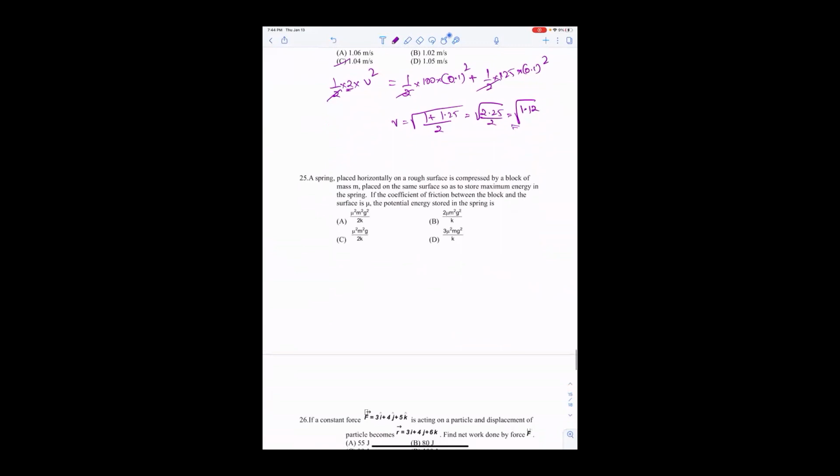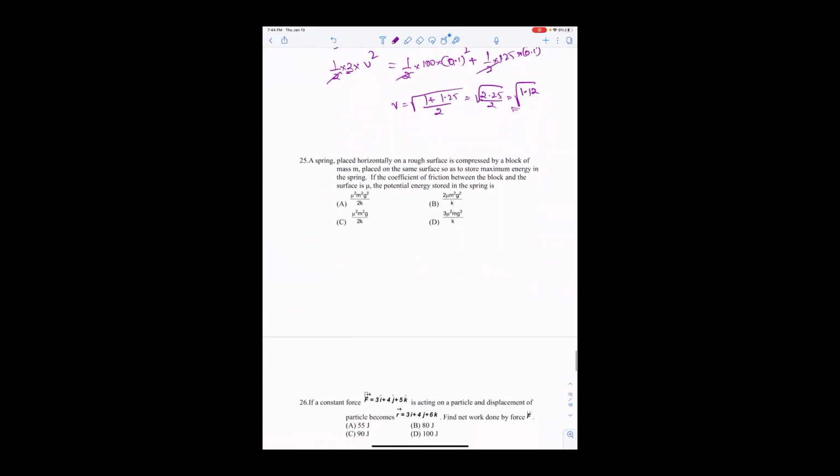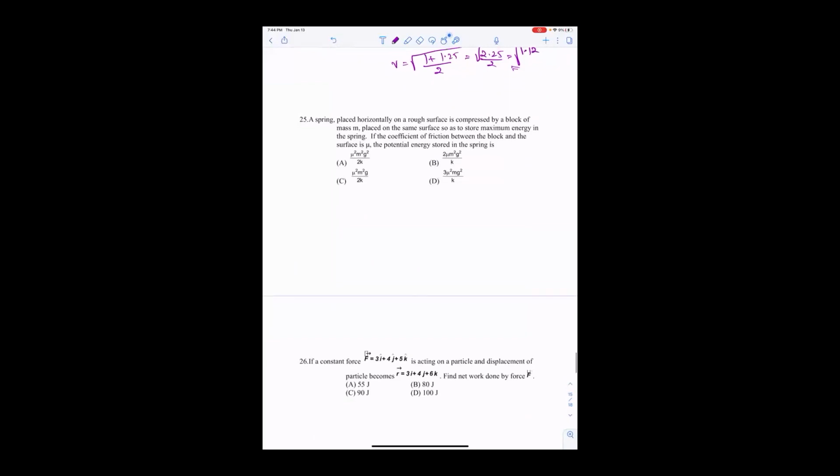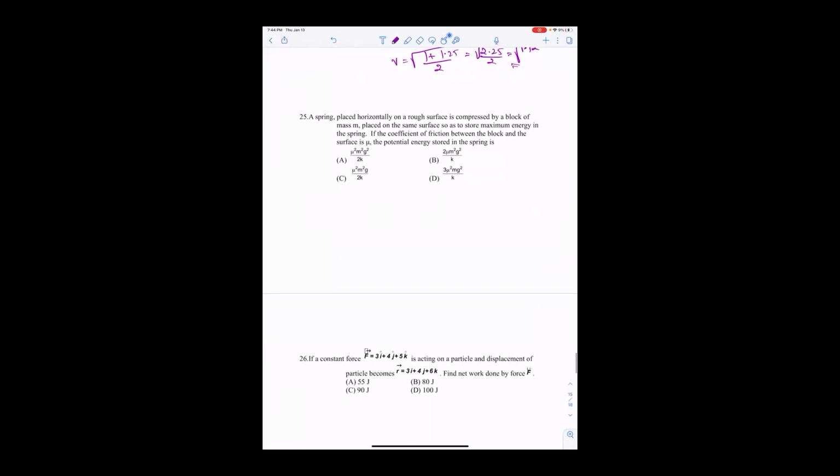Next one: a spring placed horizontally on a rough surface is compressed by a block of mass m placed on the same surface so as to store maximum energy in the spring. The coefficient of friction between the block and the surface is mu. Find the potential energy stored in the spring. Good question. There is a spring placed horizontally, compressed by a block of mass m on the same surface so as to store maximum energy in the spring.